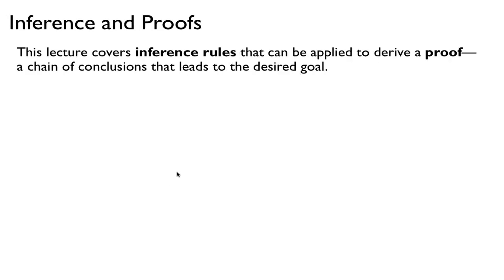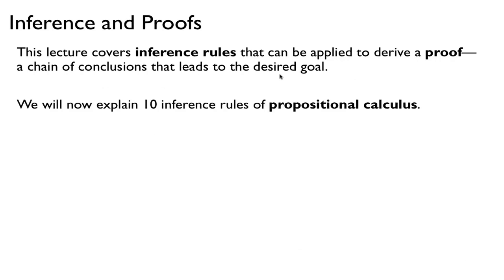Now, most of that other stuff is basically trying to check models. A lot of it has to do with looking at truth tables. But in this lecture, we're going to talk about another inference algorithm, also known as theorem proving, and we're going to look at a bunch of inference rules that can be applied to derive a proof, which is a chain of conclusions that leads to a goal or to an entailment sentence.